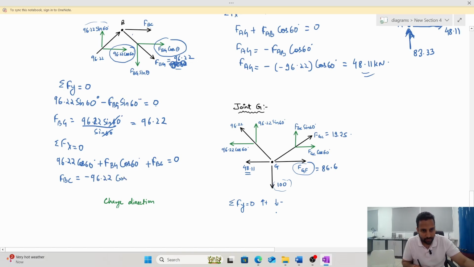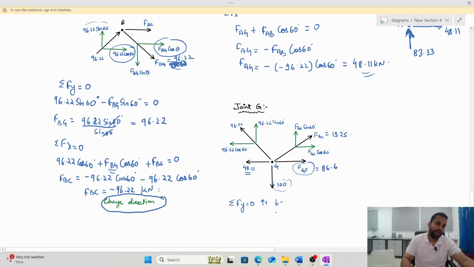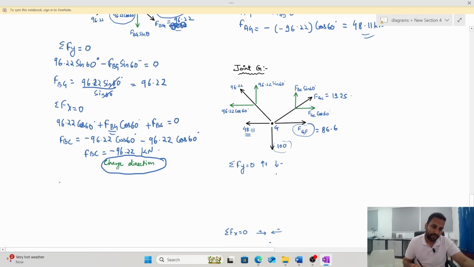So I will write FBC equals, this is 96.22, this is negative 96.22 cos 60. FBG was how much? Again 96.22. So negative 96.22 cos 60. So finally I will get FBC as negative 96.22 kilonewton. So it is negative. That means you need to change the direction. Always remember this, whenever you get negative, you need to change the direction.